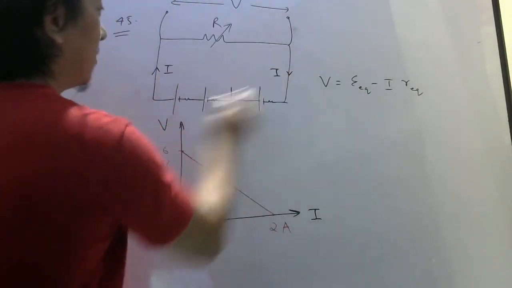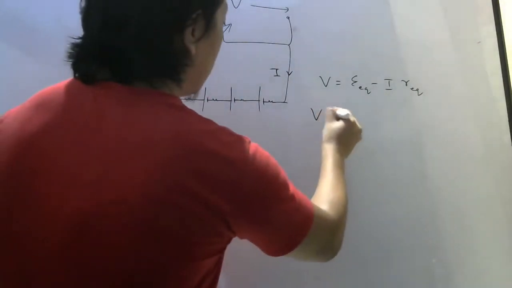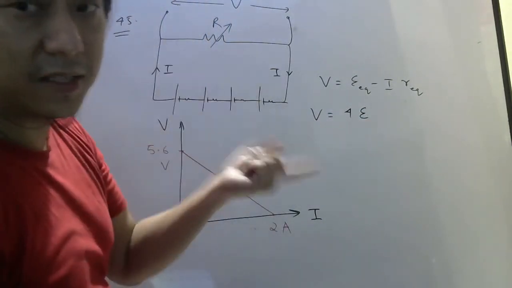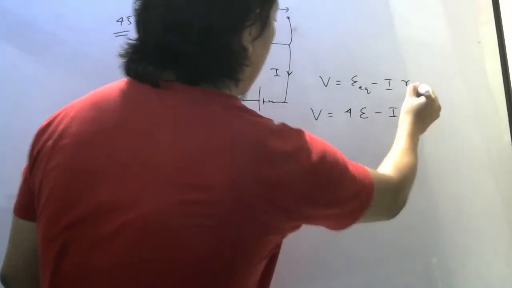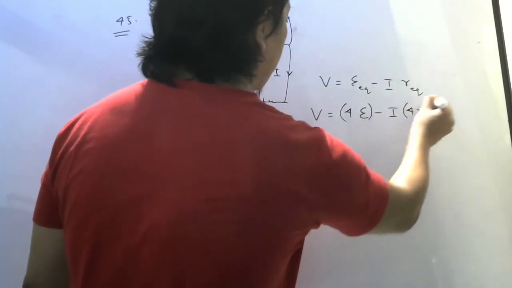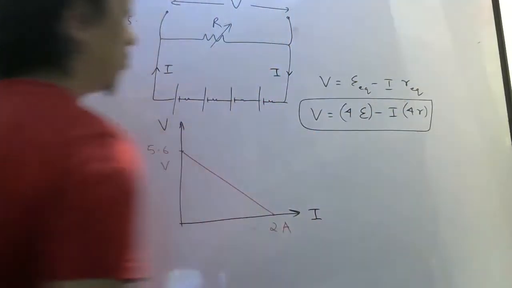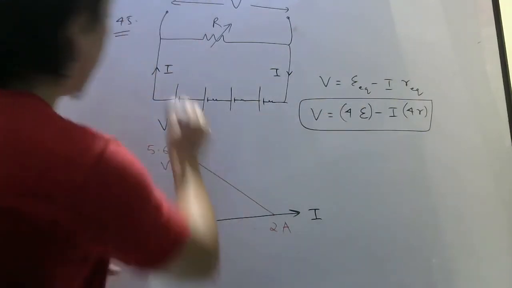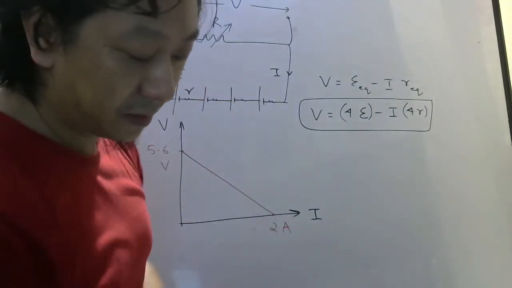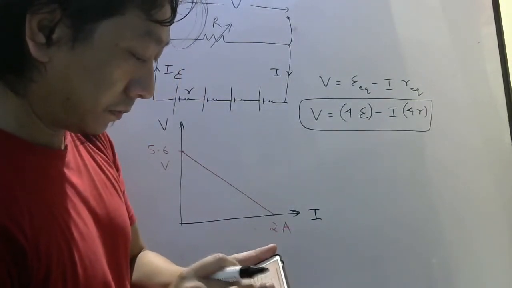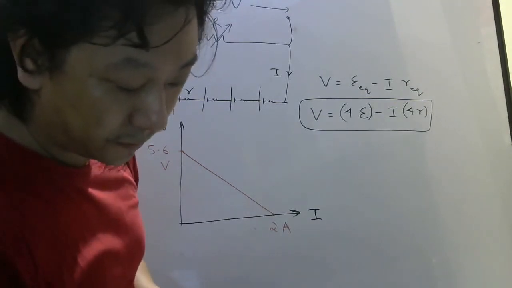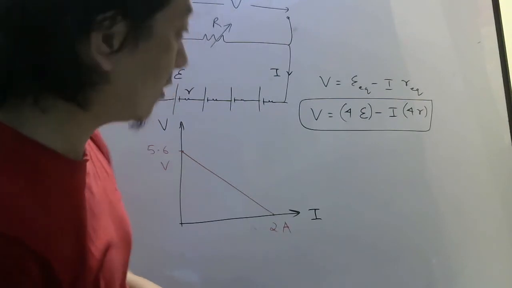Everywhere same current. Okay. Now what will be the equivalent EMF? 4E. Why 4E? Because each of them are identical and it is in series. And R equivalent will be 4r. Okay. So this is the relation between terminal voltage, EMF of each cell and internal resistance small r of each cell. Okay. So from here we have to calculate the current when the power dissipation is maximum.